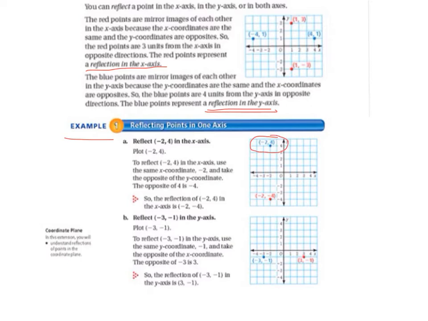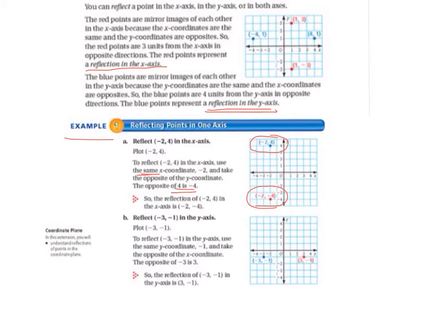And then to reflect -2, 4 in the x-axis, we use the same x-coordinate, that's -2. And then we take the opposite of the y-coordinate. So the opposite of 4 is -4. So that gives us -2, -4.